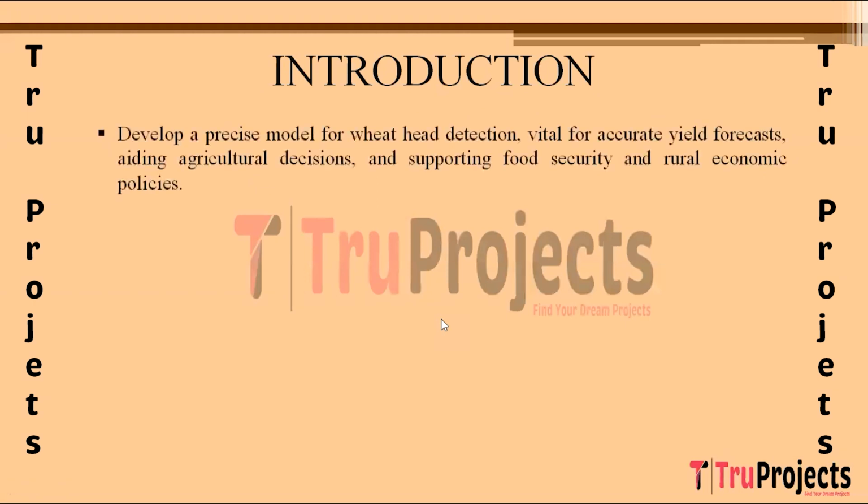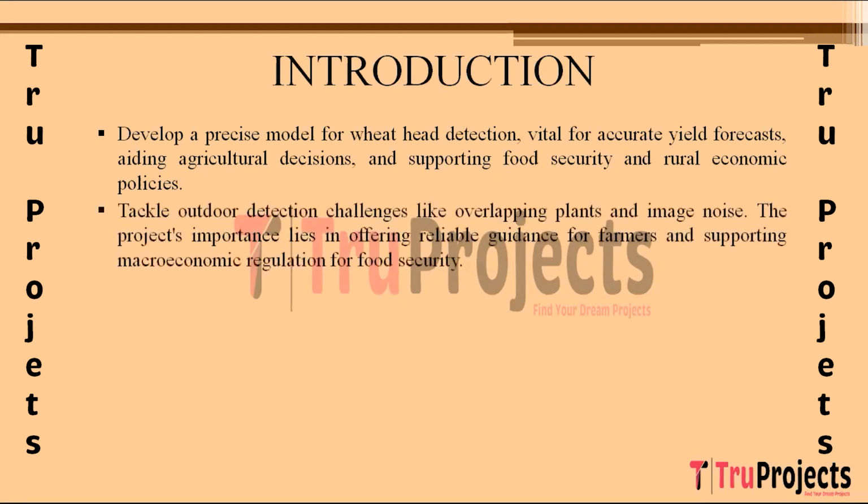Introduction. The project centers on predicting wheat yield by developing a robust model for the accurate detection and counting of wheat heads in outdoor field images. This predictive capability is crucial for informed agricultural management decision making, aligning with broader objectives of enhancing food security and supporting macroeconomic policies related to rural land and food prices. Accurate wheat yield forecasting plays a pivotal role in ensuring food security and guiding government interventions.